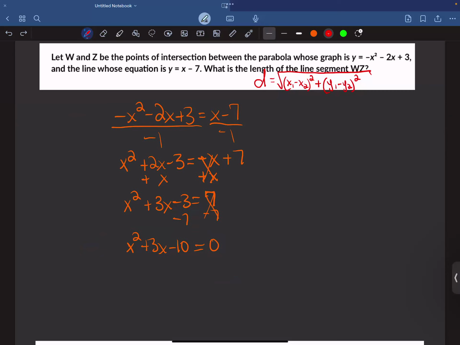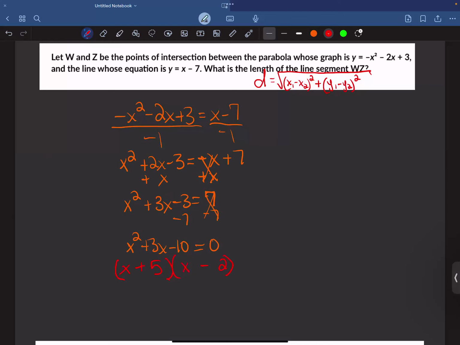I'm thinking about my factors of 10. In order to create a binomial here, I need to get my factors of 10, and I know one of them has to be negative since my 10 is negative, because a negative times a positive will be negative. So what two factors can somehow become a positive 3? Think of your factors of 10: 1 and 10, and 2 and 5. Well, 2 and 5 I can do something with. How can I make this a positive 3? Well, if I have the larger number being 5, positive, and a negative 2, now we're dealing with something here.